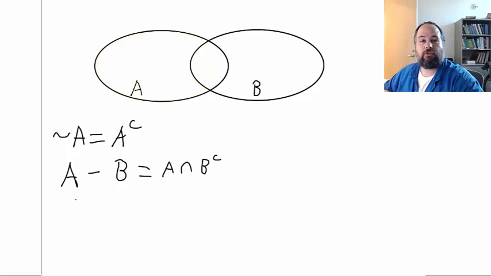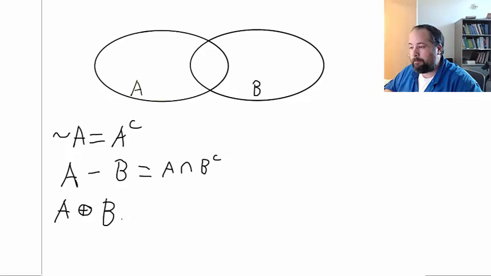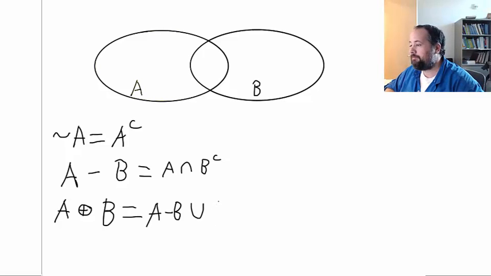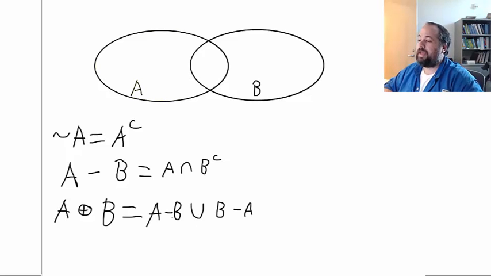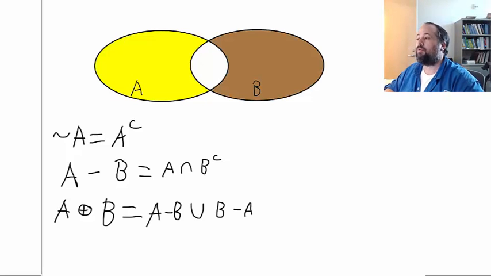Which leads us to what we call the symmetric difference, or as you more commonly know it, XOR. If I have A XOR B, that means A minus B union B minus A. So let's think about that, right? A minus B, we've already established, is that segment right there. It is in A, but it is not in B. B minus A, similarly, will be everything that's in B, but is not in A.